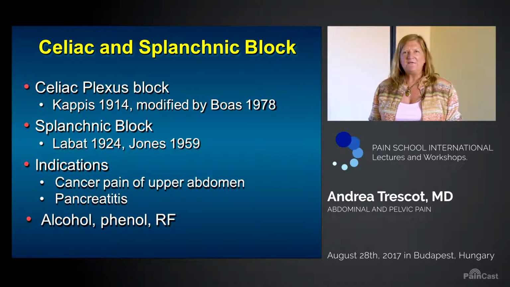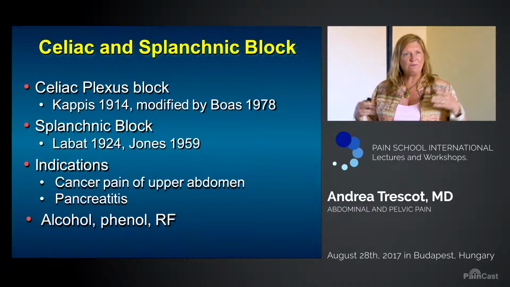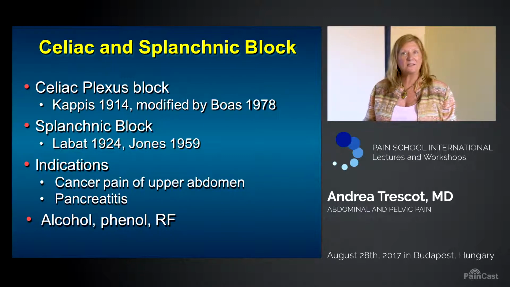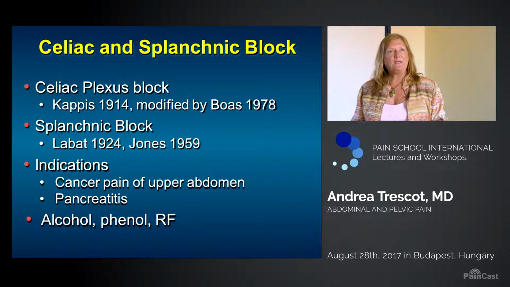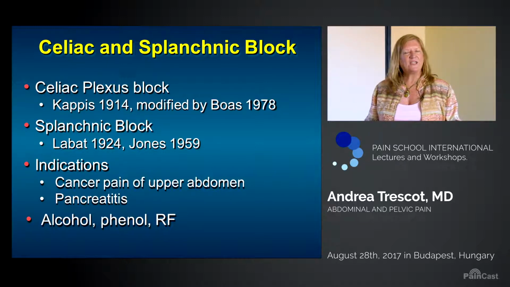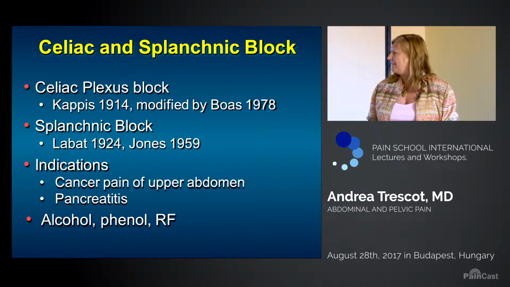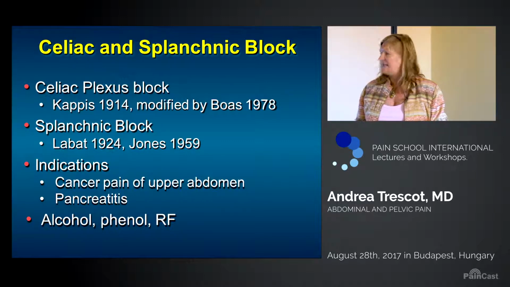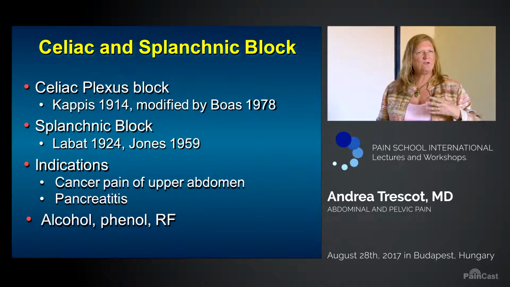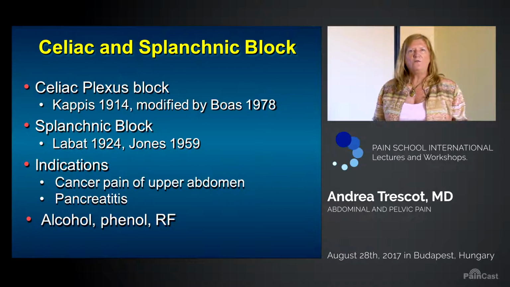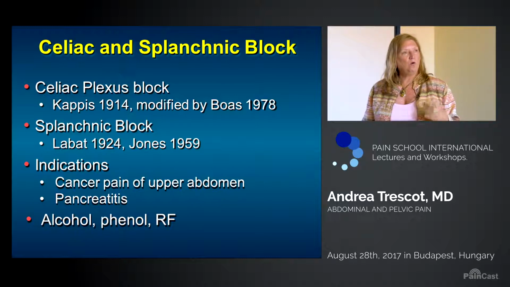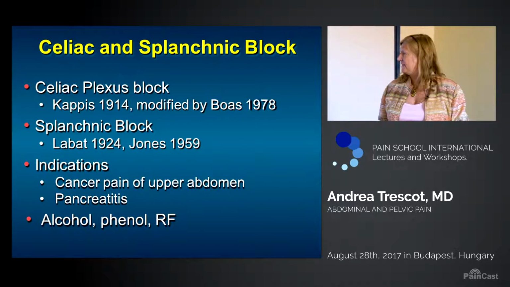But the thing that's made the difference is the ability to do them with fluoroscopy. Even when I was doing my residency, we were still doing blind celiac plexus blocks. But now that we have fluoroscopy, it's made the techniques much safer and much easier to do. Indicated for cancer of the upper abdomen and chronic pancreatitis, and you can either use alcohol and phenol for the celiac plexus or radiofrequency for the splanchnics.